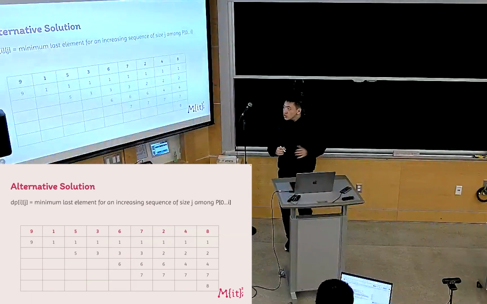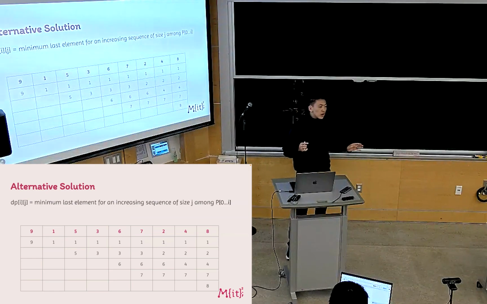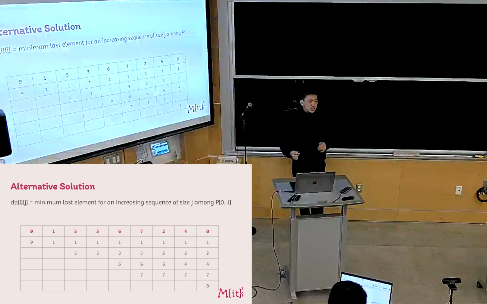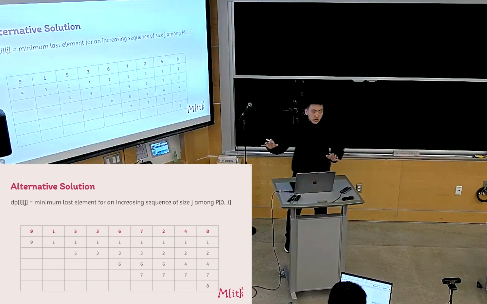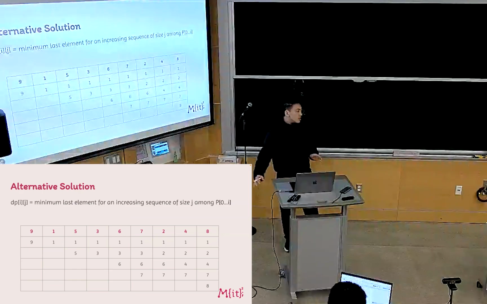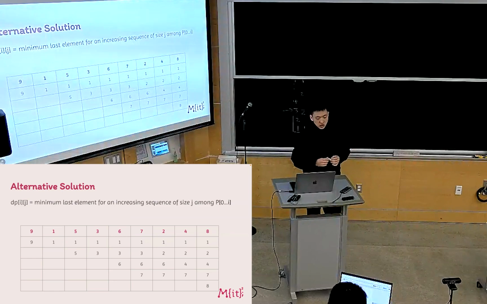And so in this alternative solution, let's reframe our DP states. We had quite a bit of freedom to frame our DP states before, and our choice of dp of i, where we force the last element to be taken, is a pretty natural one. But in this case, let's try to do a different kind of DP.